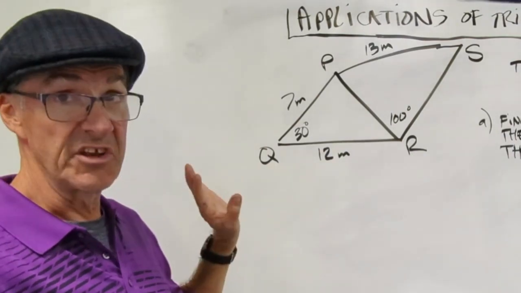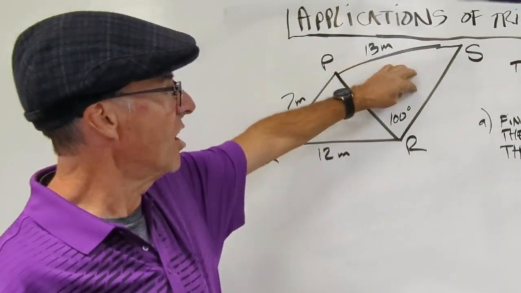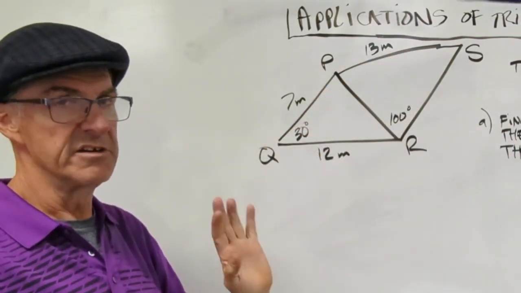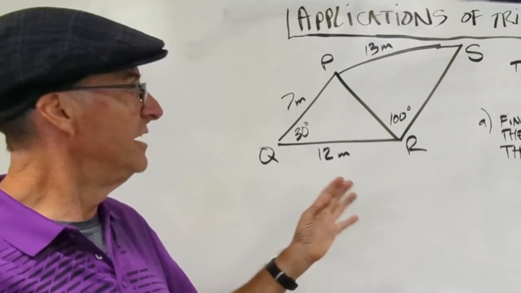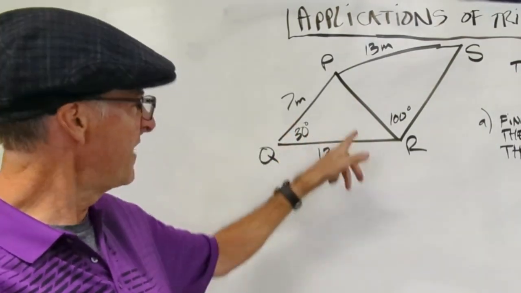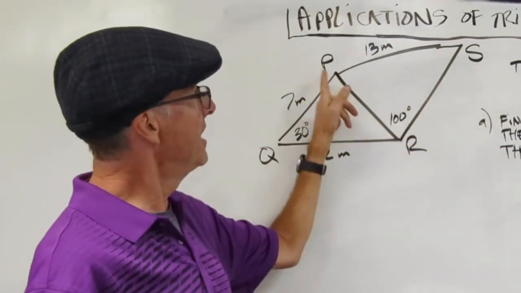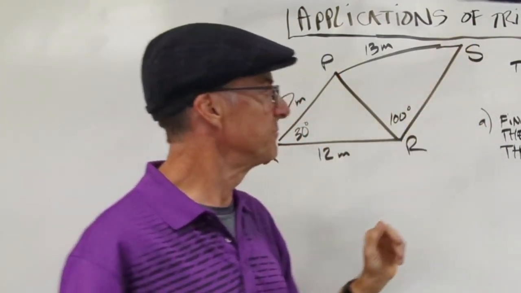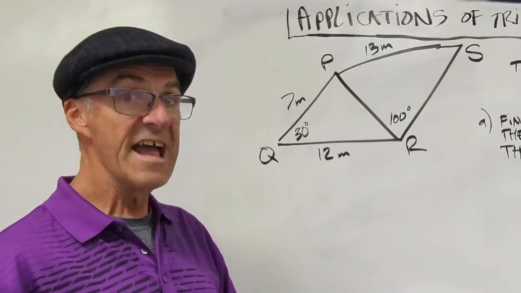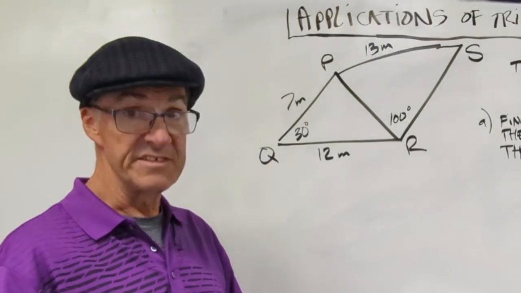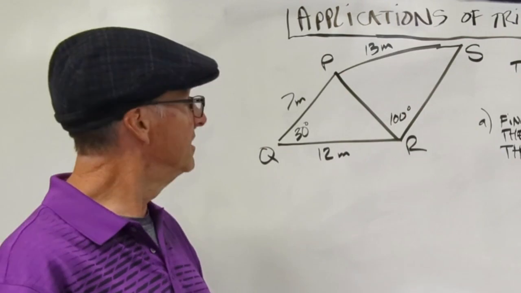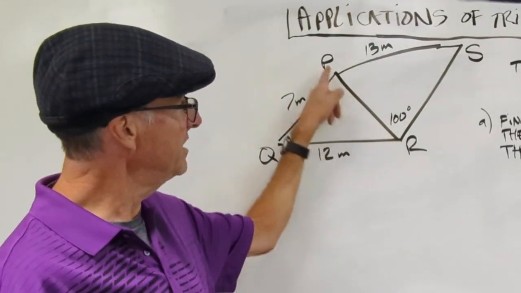So here's our scenario. These are 2 gardens. We've got some wacky gardeners out there that like their triangles and they like weird shapes. So we have this garden and that garden. Okay, so we got PQR and PRS. First question, find the length of the fence between them. Okay, so that would be this line here, PR.